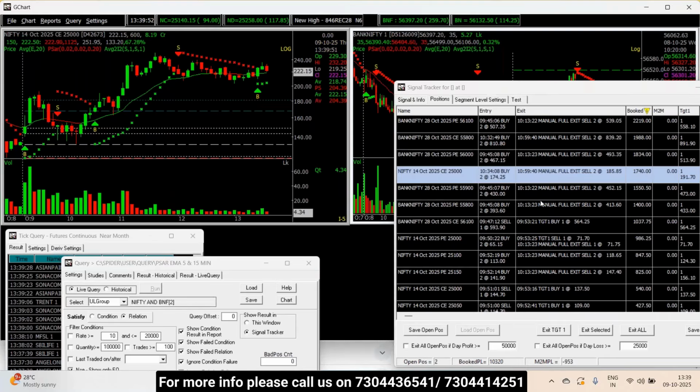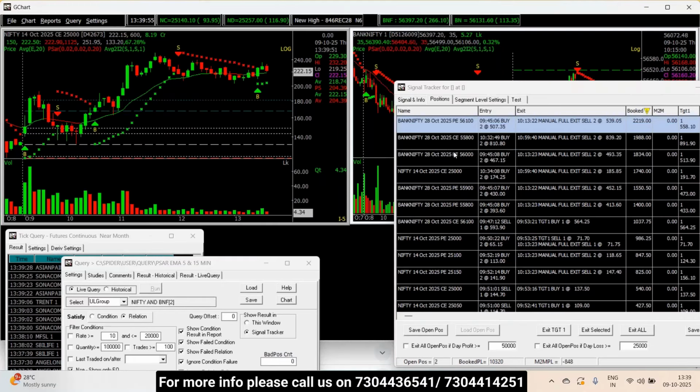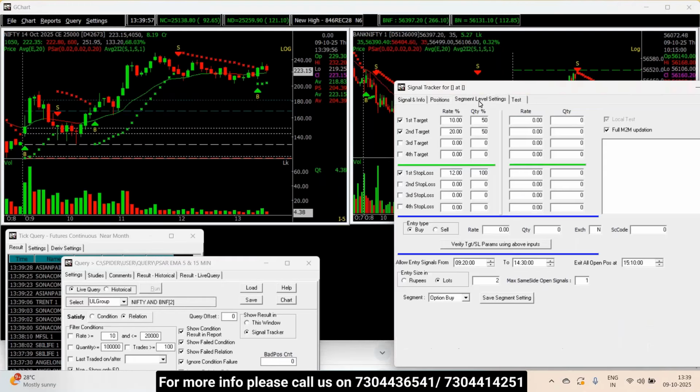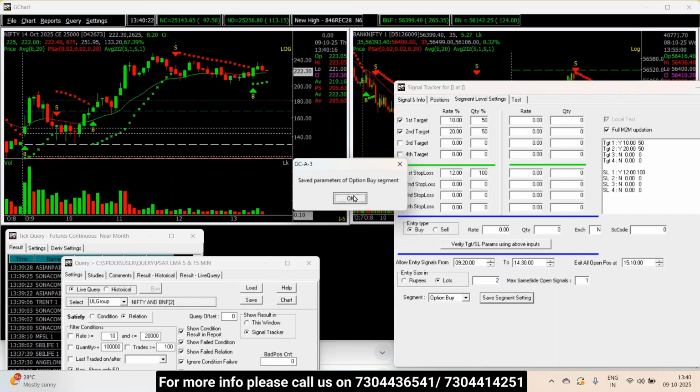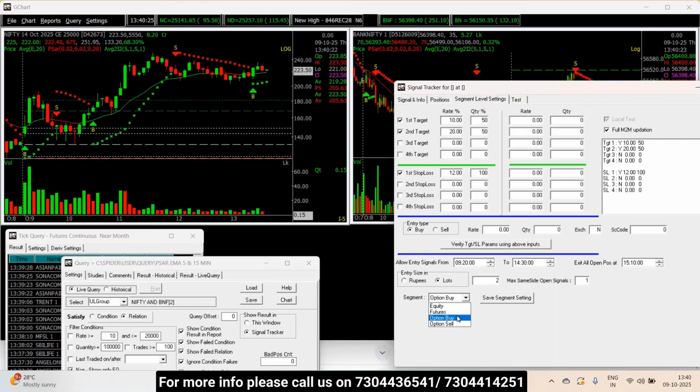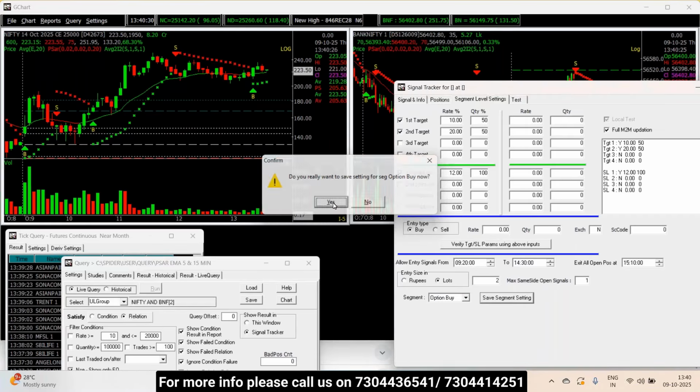Now we got to know how it's been executing. Coming to the segment level settings, this is your risk management settings, your RML. Here you can choose your target and the stop loss. For example, my first target is 10% and my stop loss is 12%. My second target is 20%. The entry size will be in lots, and I'm keeping max at 2 lots. In the segment, you can see option buy, option sell, futures, options, equities. I'm going for option buy, and I'm going to save segment settings.